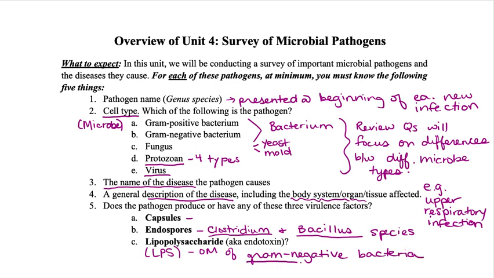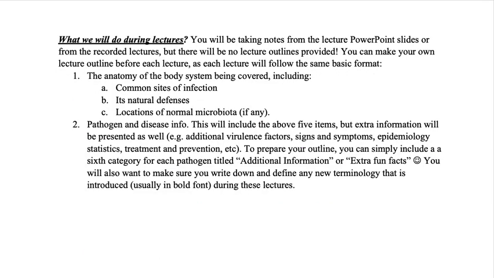So if you're looking for whether or not something has endospores, look for whether or not it's Clostridium or Bacillus. If you're looking for whether or not something has or forms endotoxin or LPS, look for whether or not it's a gram-negative bacterium. All right, so these 5 major topics will be the majority of your questions, but there's going to be some additional information presented to you as well.